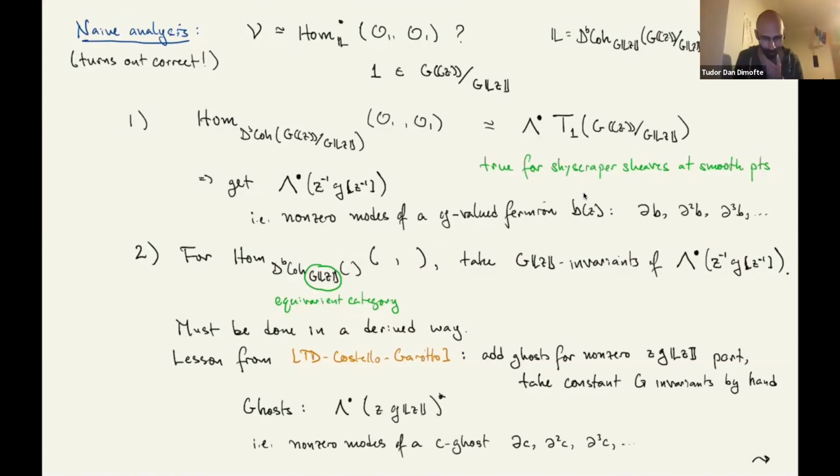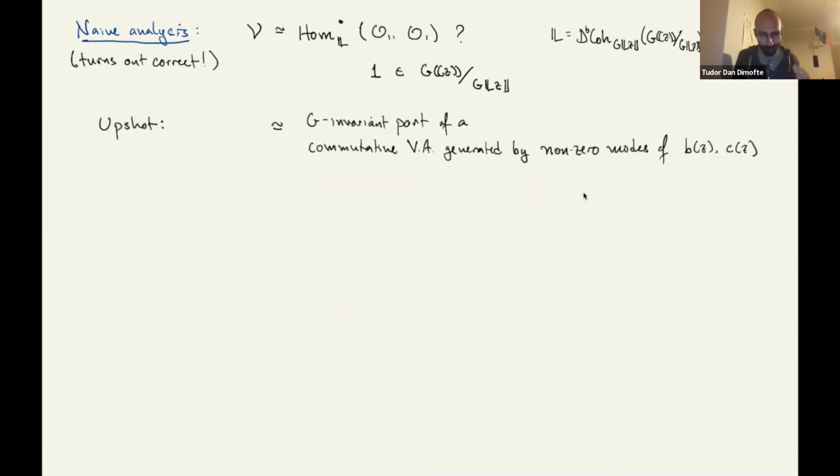And so the upshot of the geometry computation at the end of the day is that one ends up with what looks a lot like, and I've packaged it this way, the G invariant part of a commutative vertex algebra just generated by the non-zero modes of two fields, which I have very suggestively called B and C. But this is not a BC system because the OPE is non-singular. It can't be made singular in this case because we're not dealing with a conformal theory. And that's the right answer.